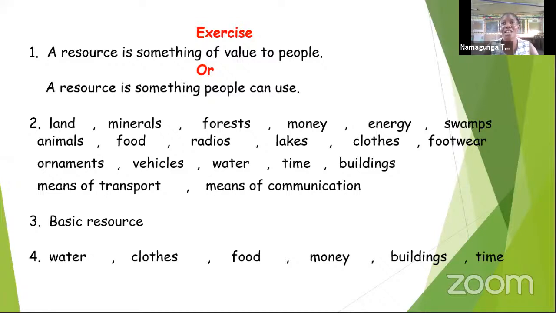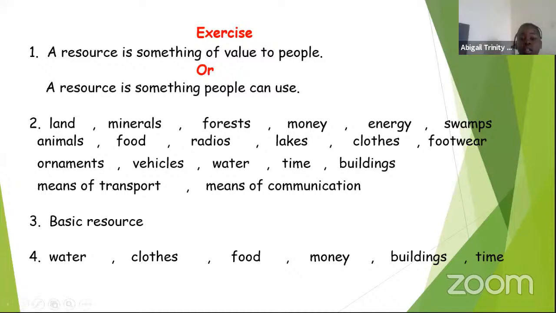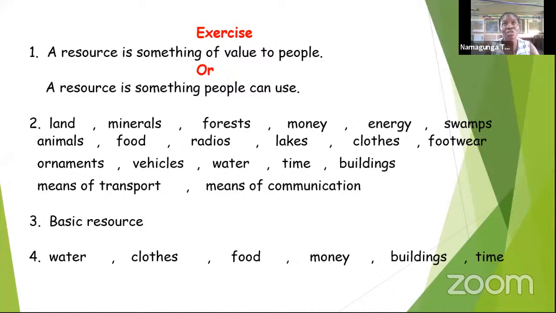Thank you. Let's go to Chadi Danisha. Chadi Danisha. Unmute yourself. Yes, Nisha. Yes. What are those resources people cannot do without? Basic resources. Very beautiful. You are good. Thank you very much. So that's the answer for number 3. Then number 4 is saying, identify 4 examples of basic resources. The resources we cannot do without. I will have Melody, Mulunji. Mulunji Melody, unmute yourself.